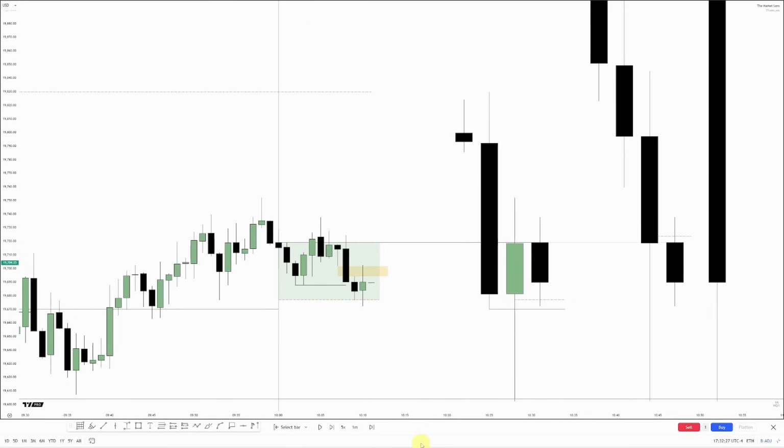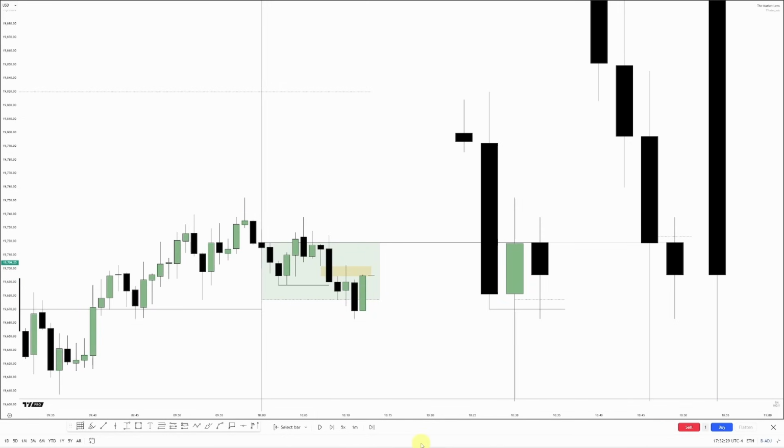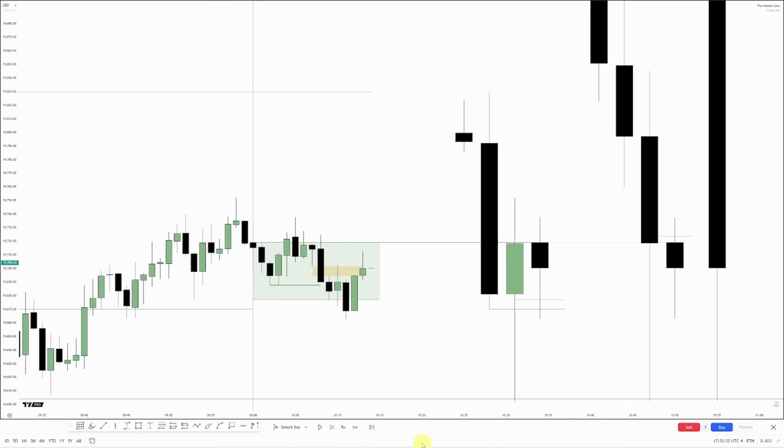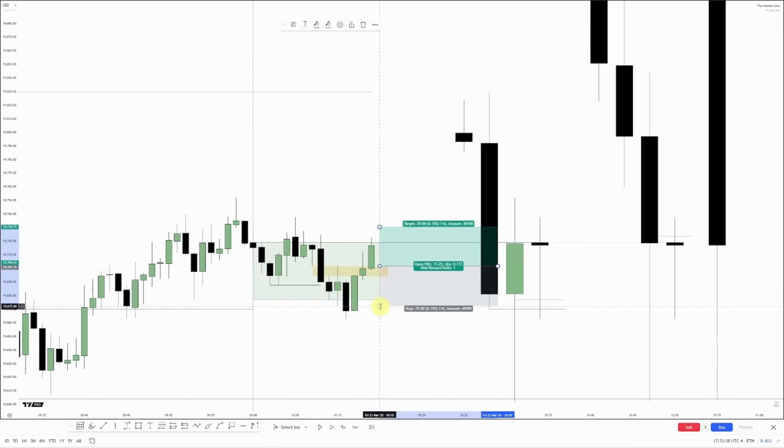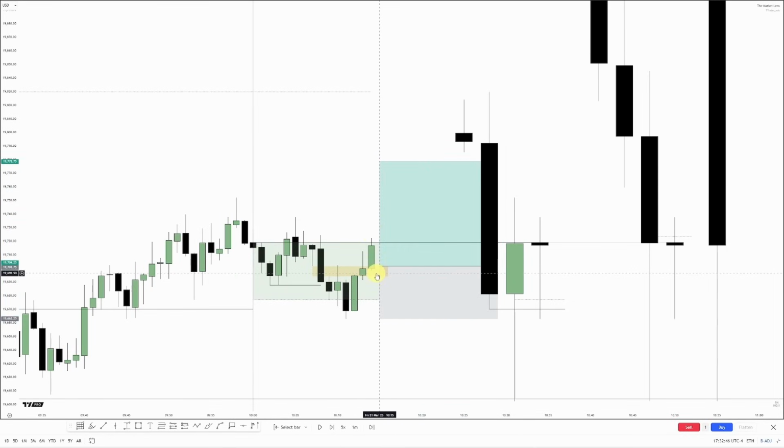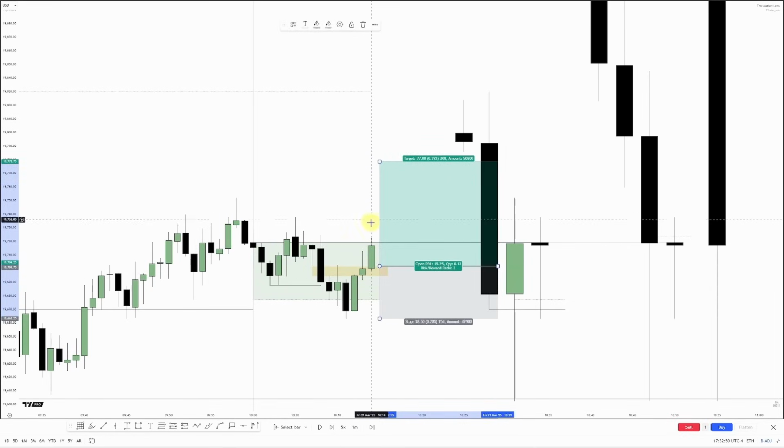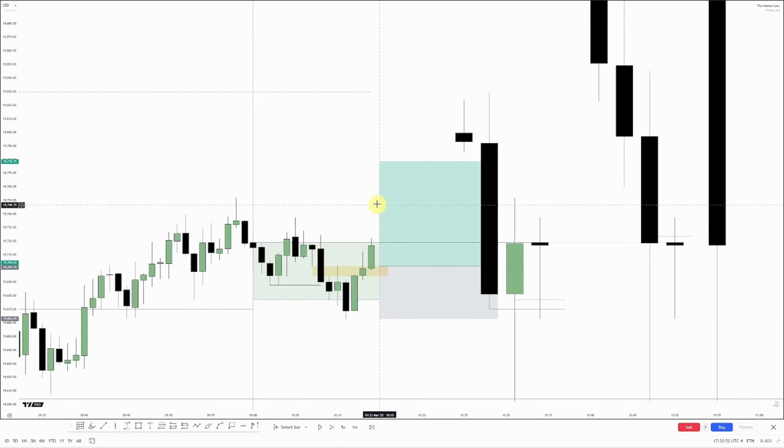Do we get a close over? Not yet. And there we get the close over. Now I can also look to take an entry on the retest, my stop on the low, and then I'd want to look for 2R. Depending on the risk to reward, I can choose to look for an entry on the close or on the retest. Now in this case, I prefer the retest just because I want to generally take profits after these short-term highs. So this is pretty close to that high.